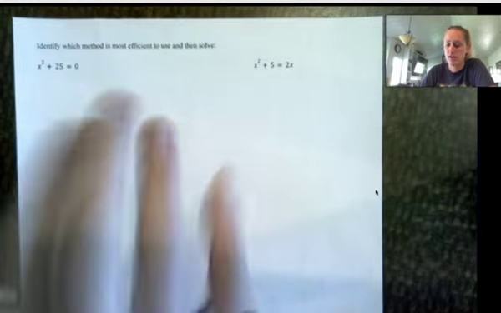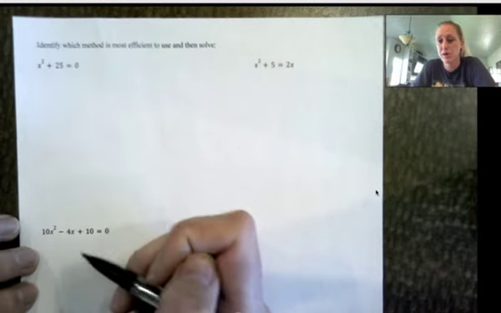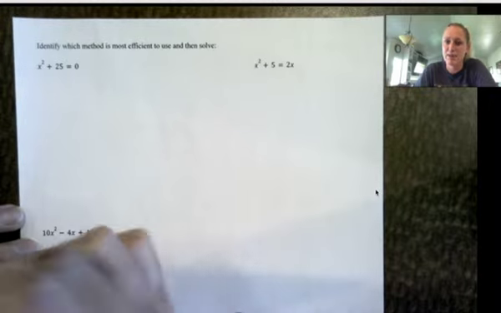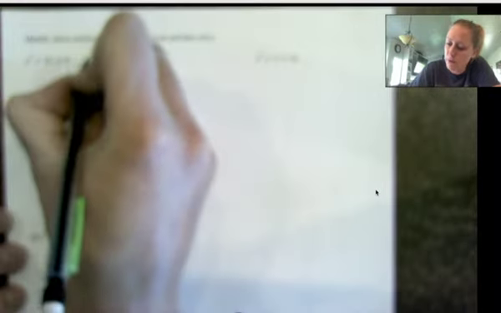So we're going to solve a couple, and we're going to get some imaginary answers here. But I first want to identify which method is the most efficient. So here, this one does not have a b term, so this one we're going to use the square root method.